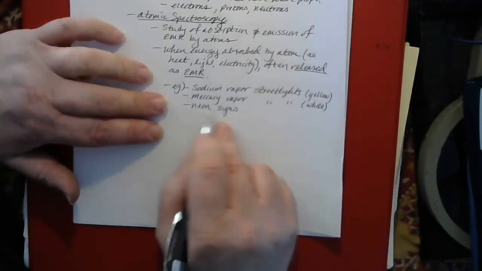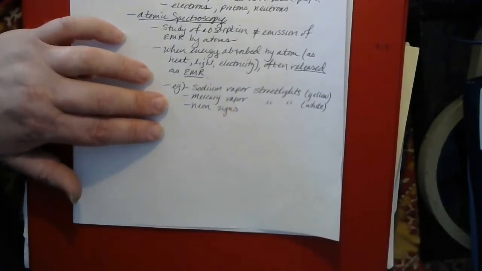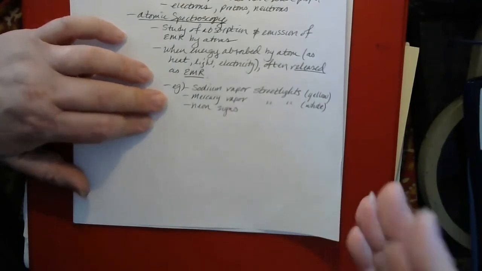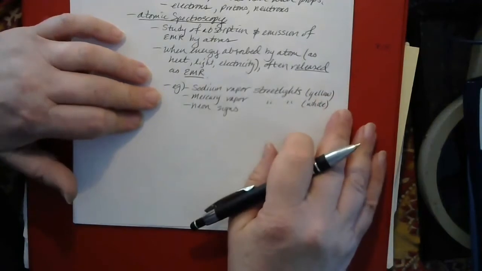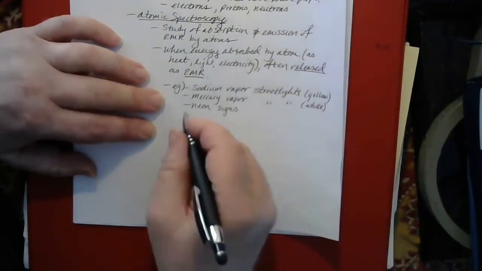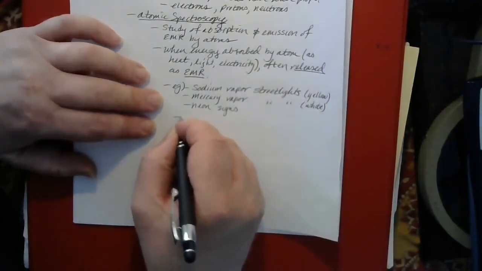And in the case of neon, the neon atoms in the tube will absorb energy, again in the form of electricity, and then they will emit energy in the form of visible light, that familiar shade of red. Different substances emit different colors.